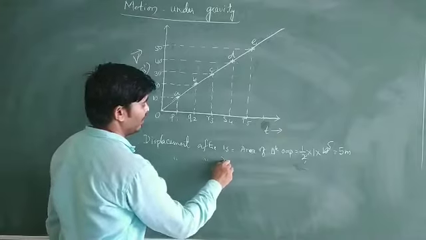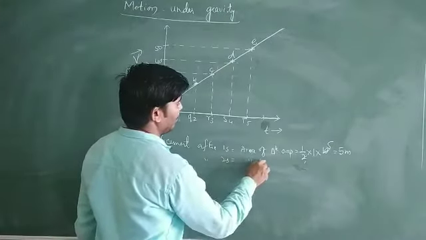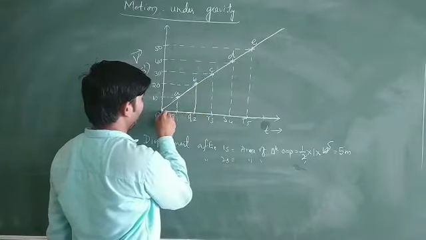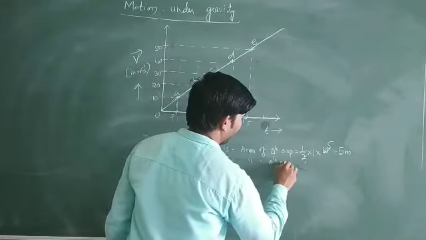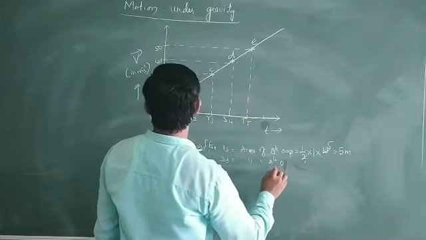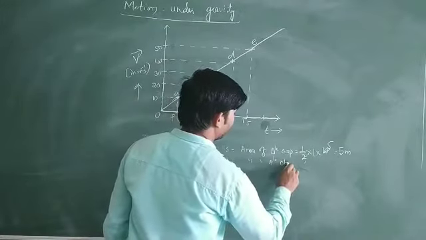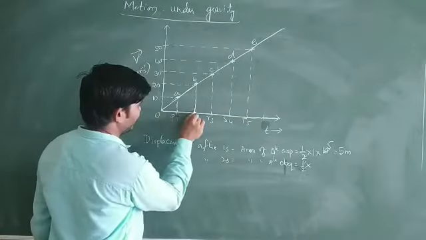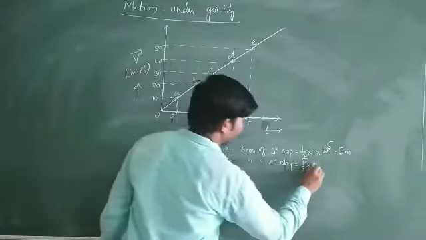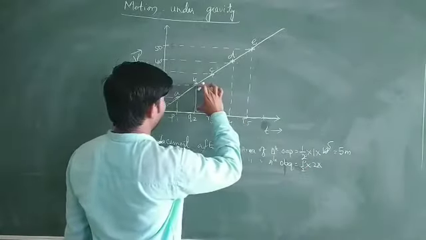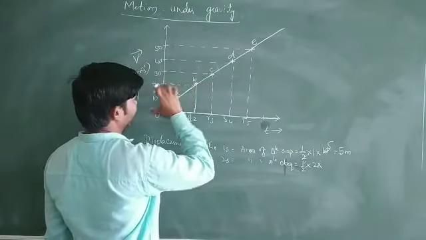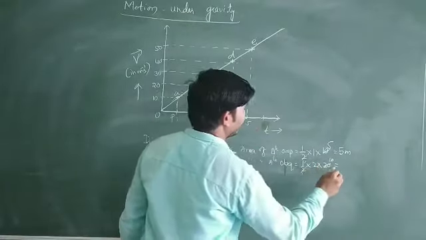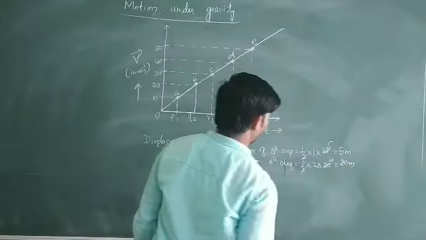Displacement after 2 seconds is the area of triangle OBQ. Half into base, from this point to this point, the time interval is 2, into the height, which is equal to 20. So half of 2 is 1, 1 into 20 is 20 meters.